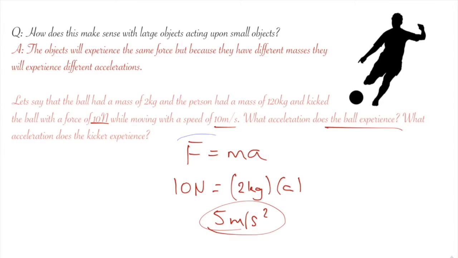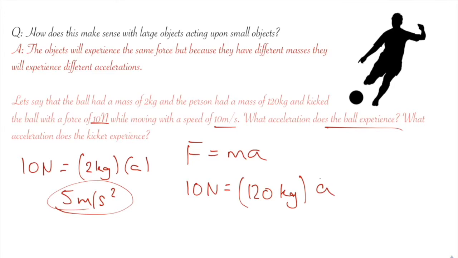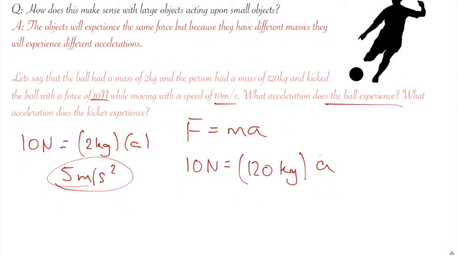Now let's take a look at the kicker. We're going to use the same formula, and the same force, because the ball exerted a 10 newton force on the kicker the same way that the kicker exerted a 10 newton force on the ball. The mass, however, is significantly different. We've got a 120 kilogram mass, and so we're going to have to solve for the acceleration, and that is 10 newtons divided by 120 kilograms to equal approximately 0.08 meters per second squared. So that is a very small acceleration compared to the 5 meters per second squared that the ball experienced.